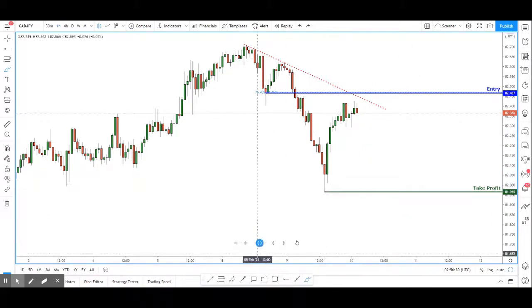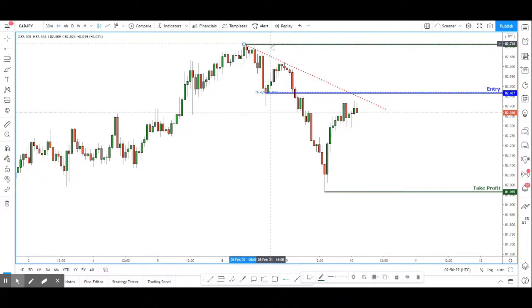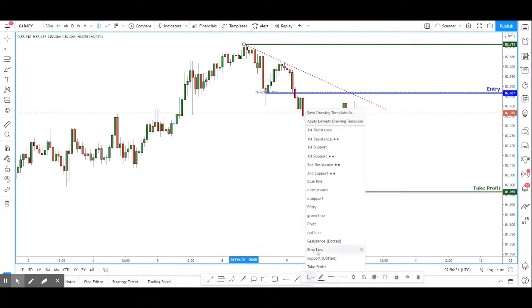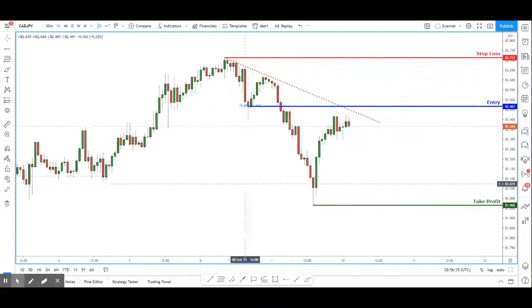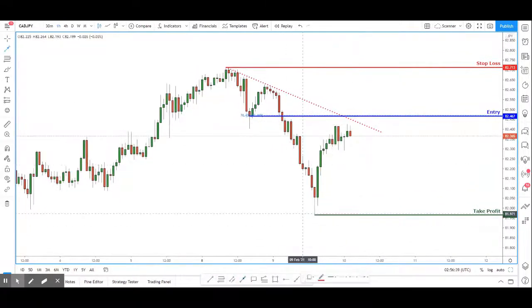The graphical level. And of course, where will the stop loss be? A stop loss is always at the level which we know for sure we are wrong. So we can actually put our stop loss just above market structure over here, and this works out to be a nice trade with a risk reward of at least 1:2.